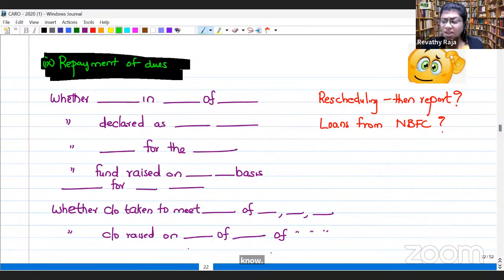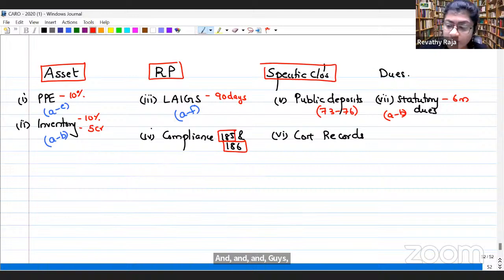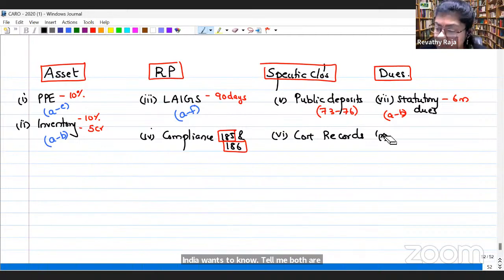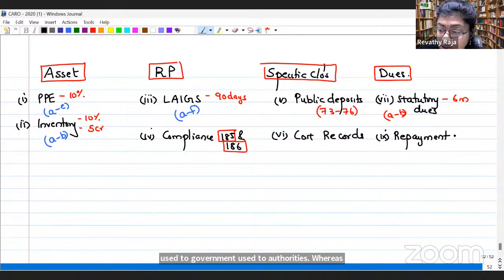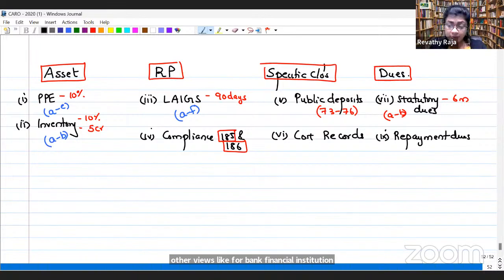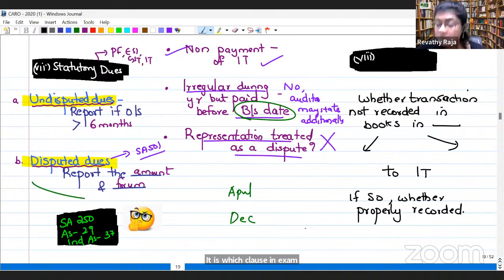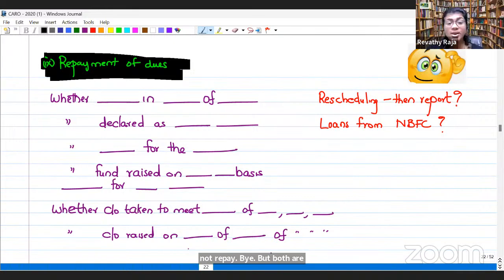7th and 9th, both are dues. Now, can you say the difference? 7th is statutory dues, dues to government, dues to authorities. Whereas 9th is other dues, like for banks, financial institutions. But both 7th and 9th are dues. That's why I jumped. So if you hear ESI, PF, all those things, in an exam question, it is clause 7. Now, bank, you did not repay. Financial institution, you did not repay. Then it becomes 9. But both are dues. That's why we jump to 9.